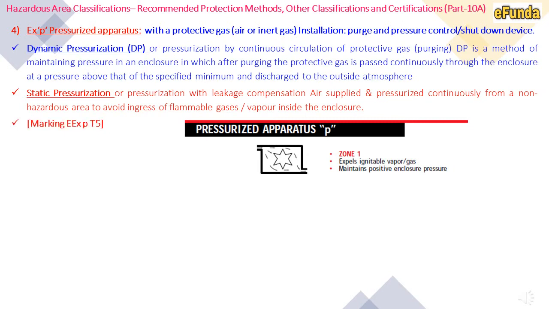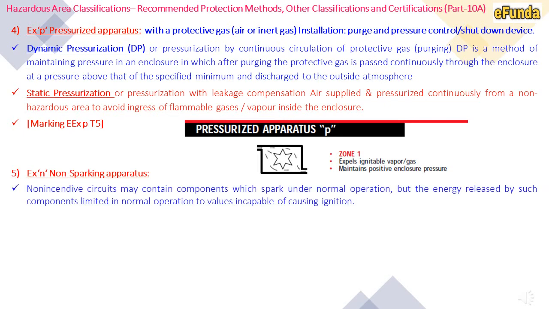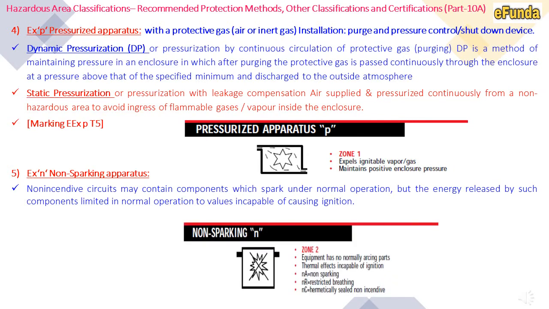EEXPT5. EXN, non-sparking apparatus, that is a non-incendive circuit, may contain components which spark under normal operation, but the energy released by such components is limited in normal operation to a value incapable of causing ignition. One can see in the figure below, the non-sparking representation is applicable for zone 2. Equipment has no normally arcing parts, and thermal effects are incapable of ignition. NA is non-sparking, NR is restricted breathing, NC is hermetically sealed non-incendive devices.